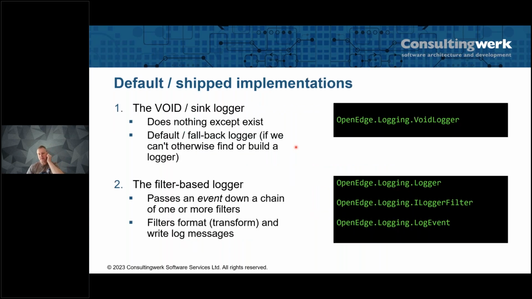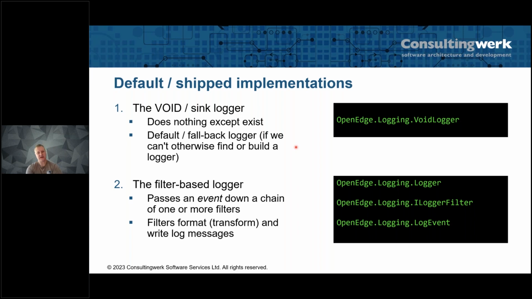There's a couple of implementations that are shipped by Progress. There's really two. The first one is the sync logger, or the void logger, and it does nothing except exist. It's a sad and lonely existence, but it's basically there to cover the case where there isn't a logger, right? If we can't find one, we still want to return some valid object to the developer who's asked. And so the void logger is just a bunch of empty methods. When you call info on it, it just says, I got nothing to do, and just returns.